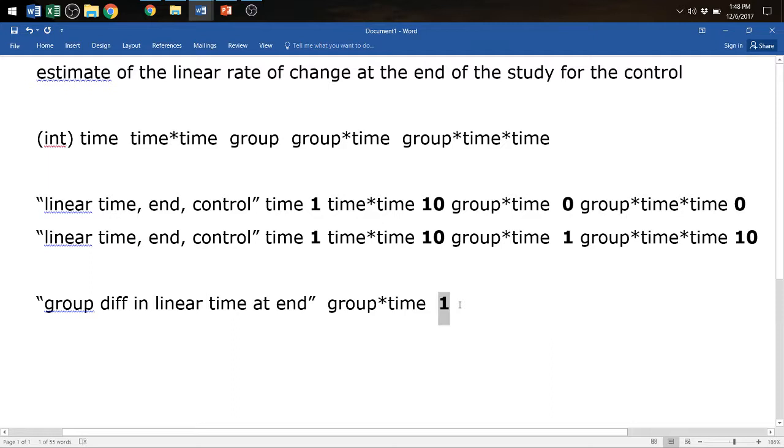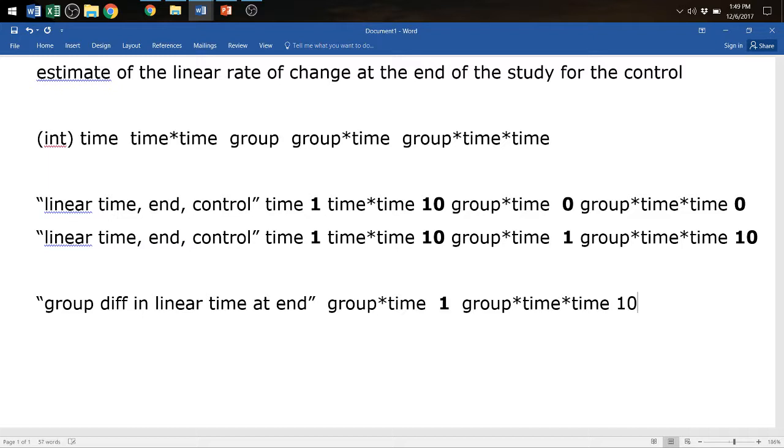If I want it at the end, well, I got to go back up to my model. What else do I need in here? How many other terms contain group by time in them? Just this one. And then this one should be 10 if it's at the end. So that's one way to figure it out.